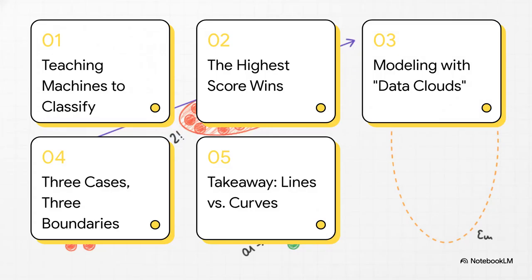All right, here's our game plan for this explainer. First, we'll cover the basic idea of how machines even make these classifications. Then we'll talk about a simple rule: the highest score wins. After that, we'll get into the cool part: modeling our data as data clouds. The real fun begins when we see how tiny changes in our assumptions create three totally different kinds of boundaries. And finally, we'll wrap it all up with a big takeaway.